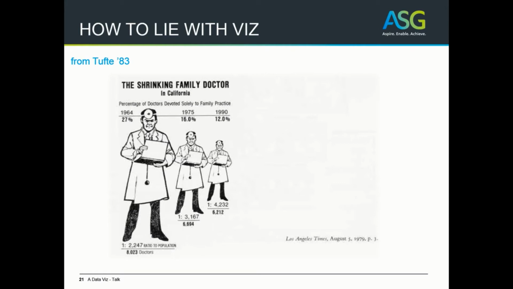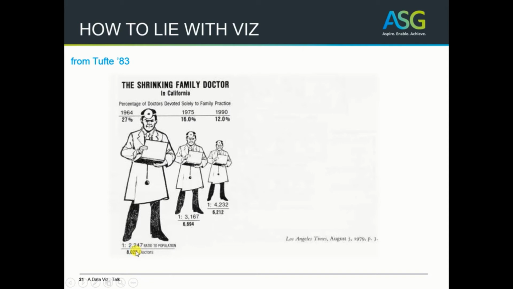But let's get into the real numbers behind this. In 1964, the population here is 2,247. But if you see 1975, it's 3,167. And definitely the doctors are growing. I mean, the doctors' number is going up. But why are the percentages coming down and down? That's because of the population.